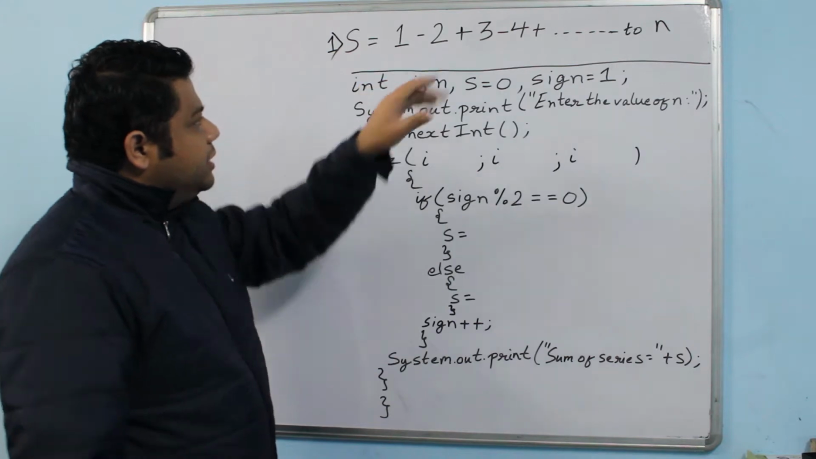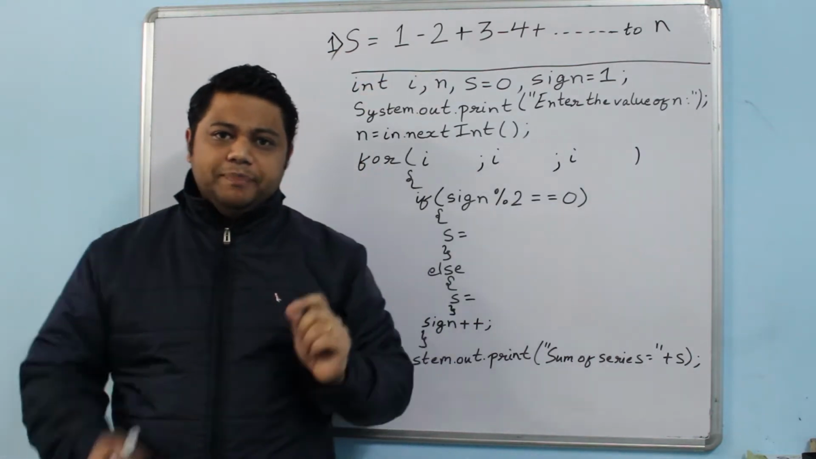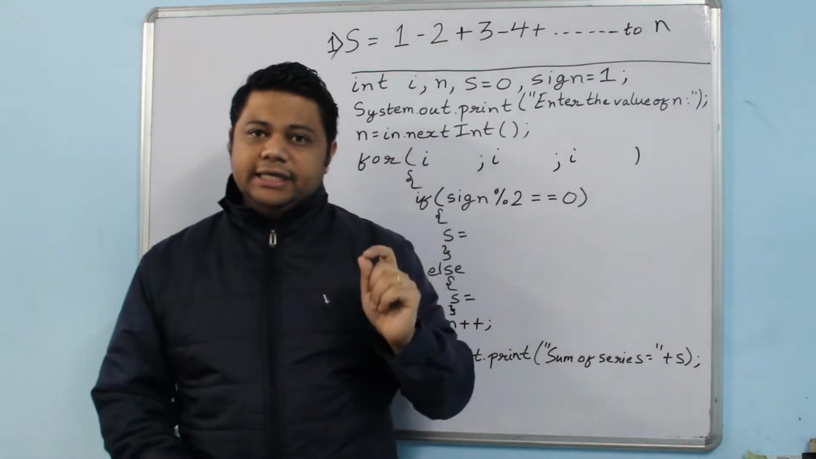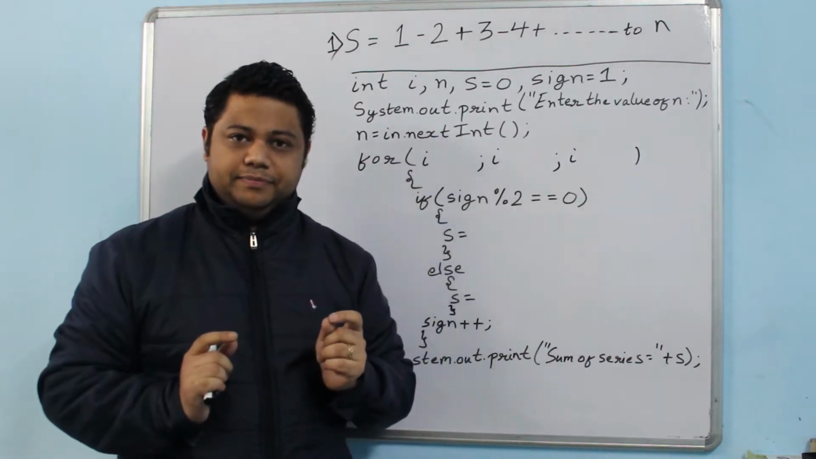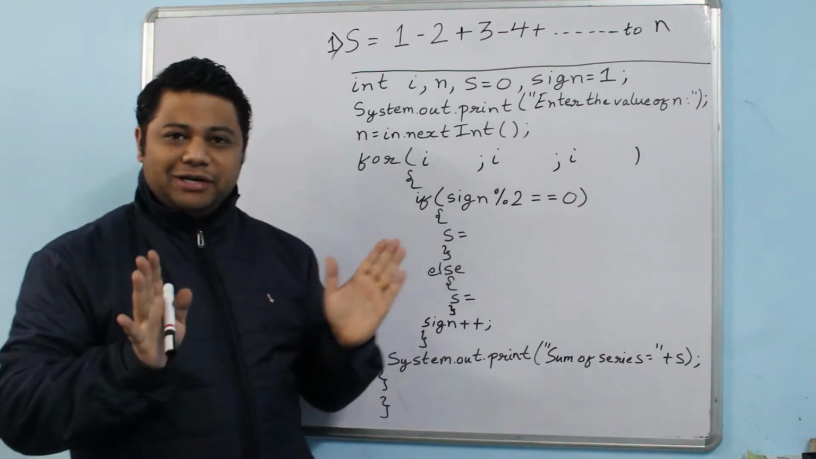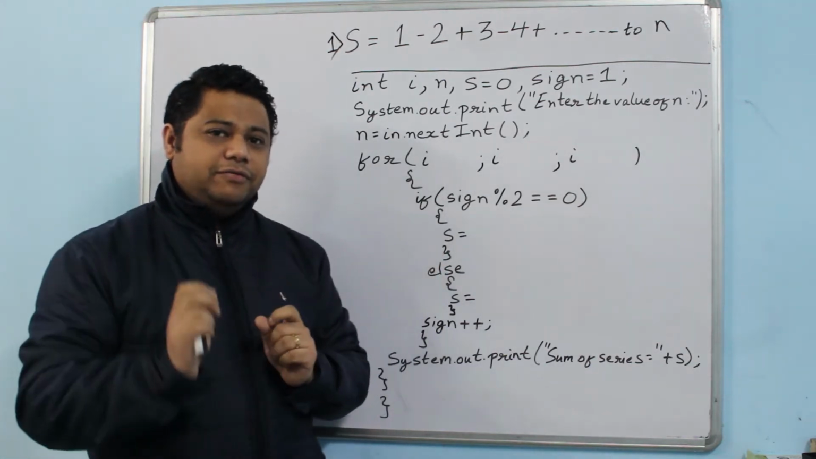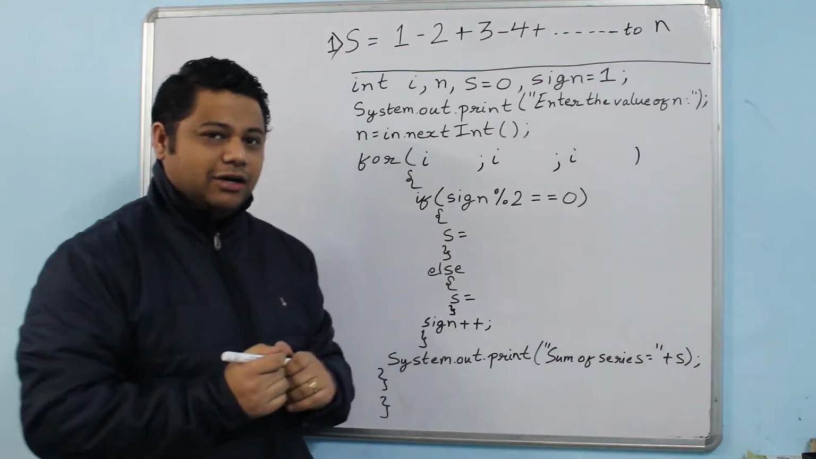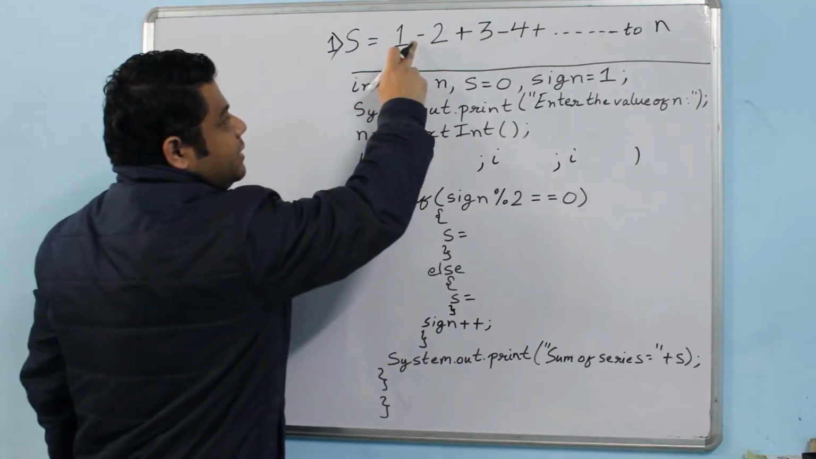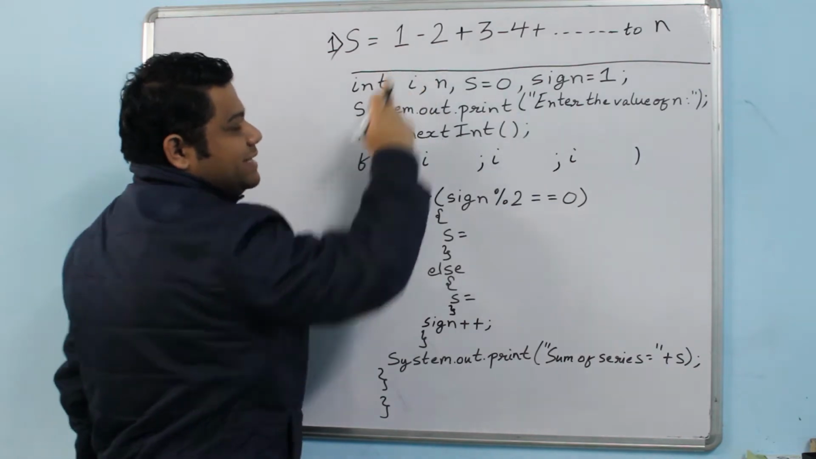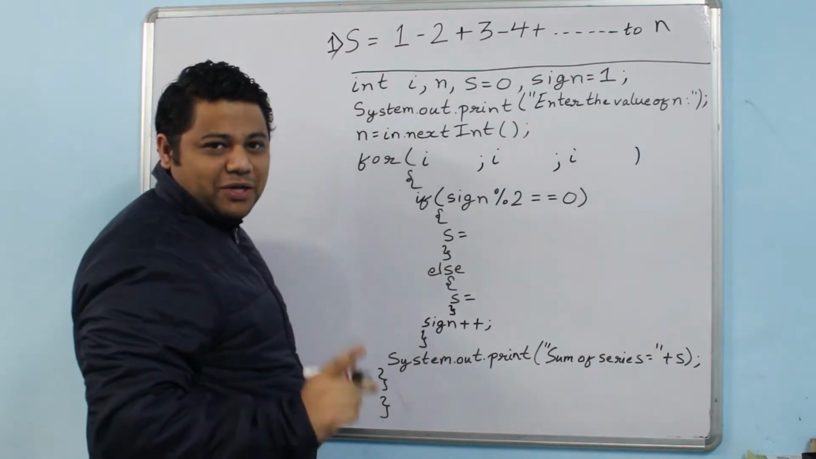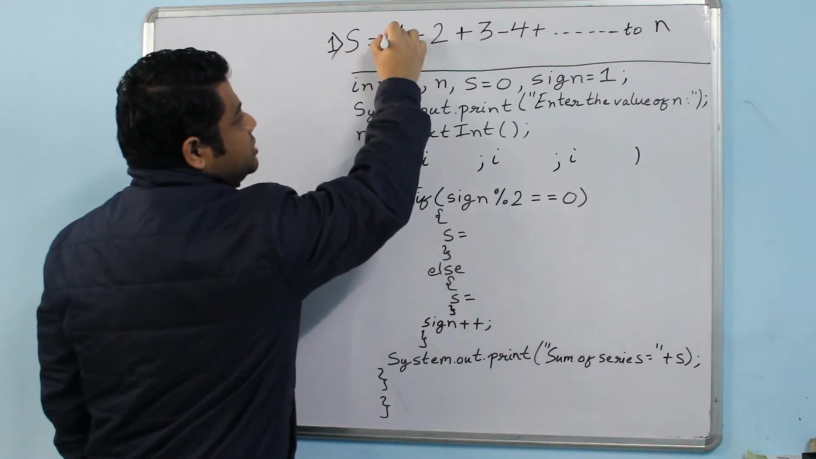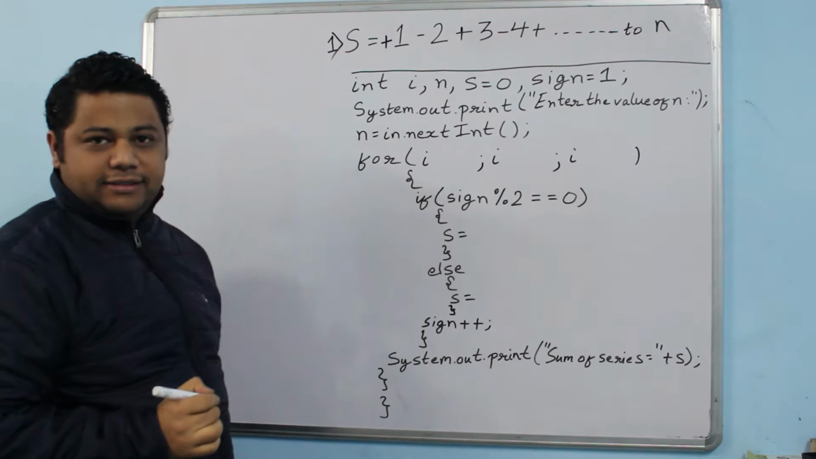Now the first question I would like to ask you all: can you tell me what is the first sign? Is it minus or plus in this sum of series? Okay, I think some of you got it correct and some of you got it wrong. Some of you said it's minus and some of you said it's plus. So let's have a look. Most of you who answered minus are wrong. Why? Because before 1 we have a sign, and if there is no sign, that means it is plus.